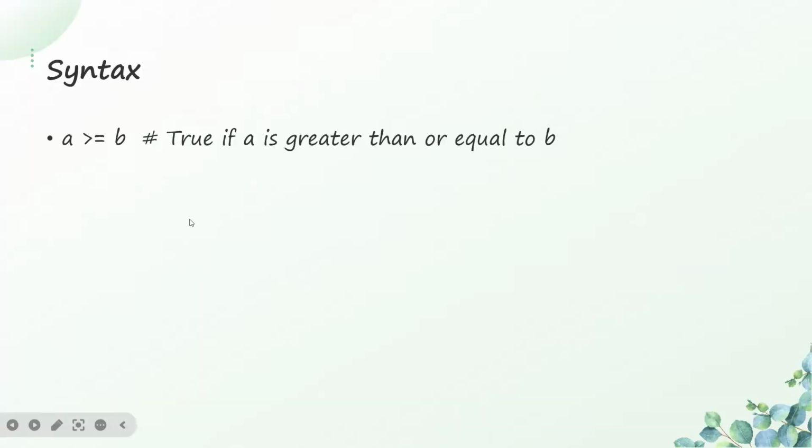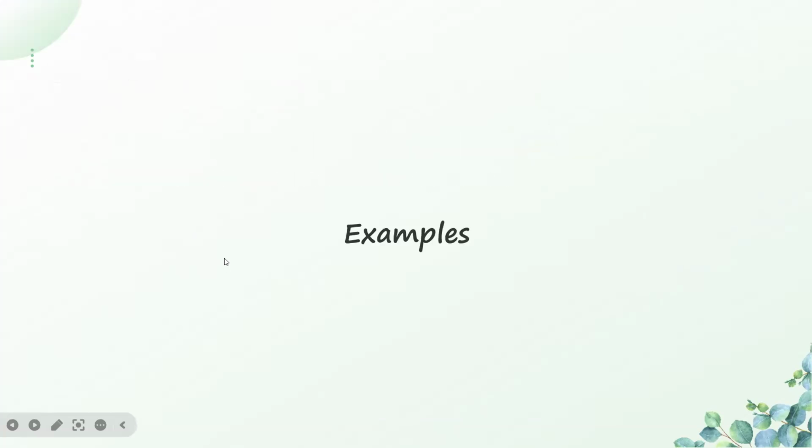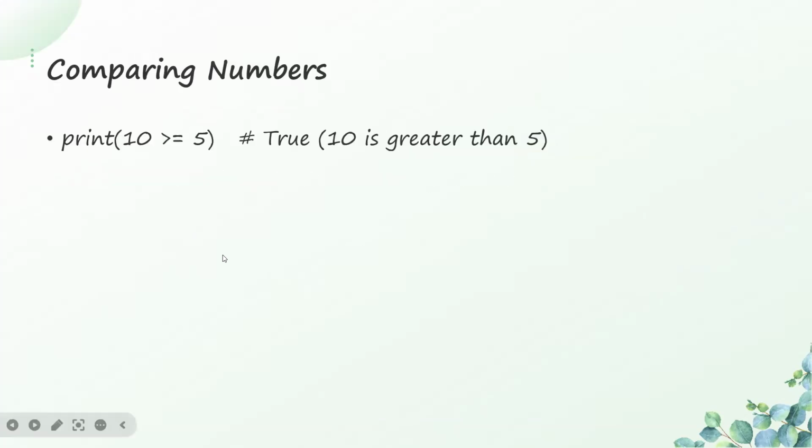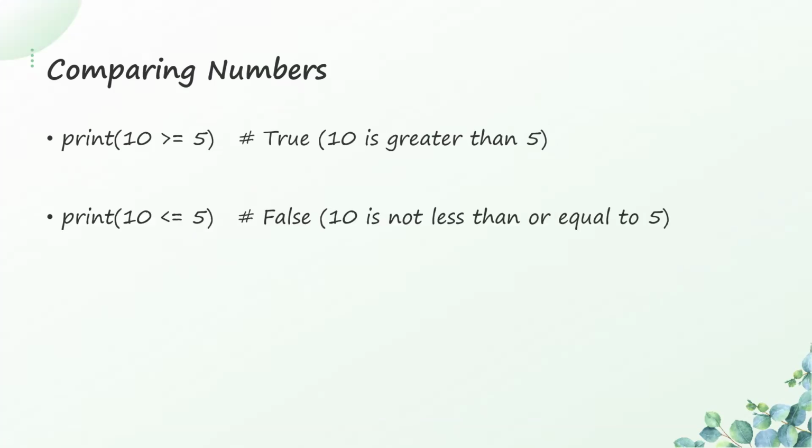Okay. So is A greater than or equal to B? It is true if A is greater than or equal to B. All right, so comparing numbers, is 10 greater than or equal to 5? First of all, 10 is greater than 5, so there will be no need to check for the equal to. It will give us true. Is 10 less than 5? False. Is 10 less than or equal to 5? False. So both of them will just be false because none of them gives us true. 10 is not less than 5, neither is 10 equal to 5.